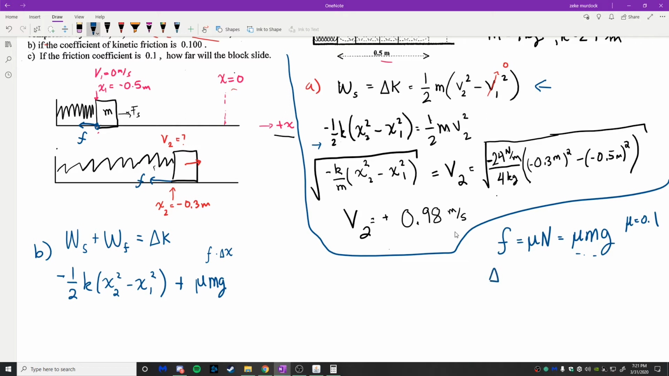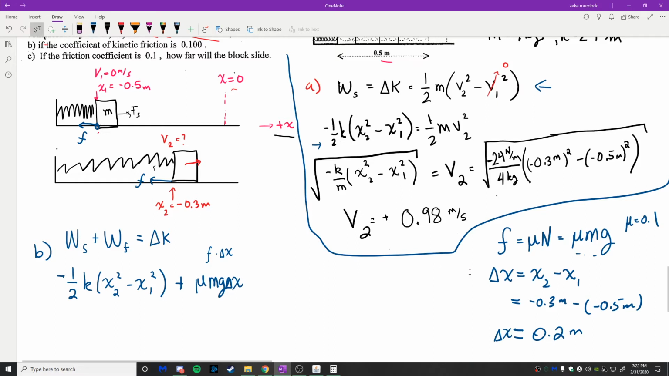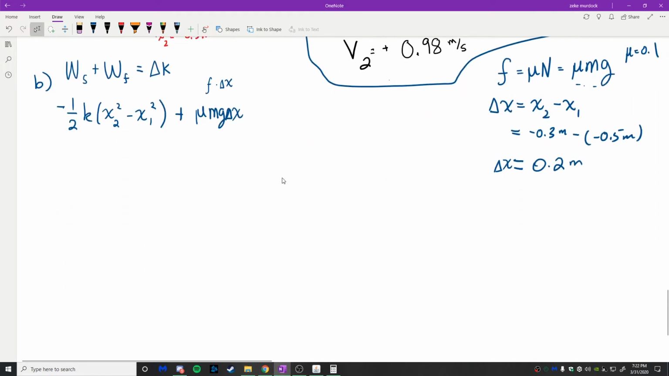Okay? And I'm going to say in this case that delta x is going to be equal to x2 minus x1, right? x2 is equal to negative 0.3 meters minus x1, which is negative 0.5 meters. And this ends up being equal to 0.2 if you do that math. Negative, negative makes this positive. So this is going to be times delta x. I'm just going to label it as delta x in both cases, here and here. So delta x. But we need to multiply by one other thing.